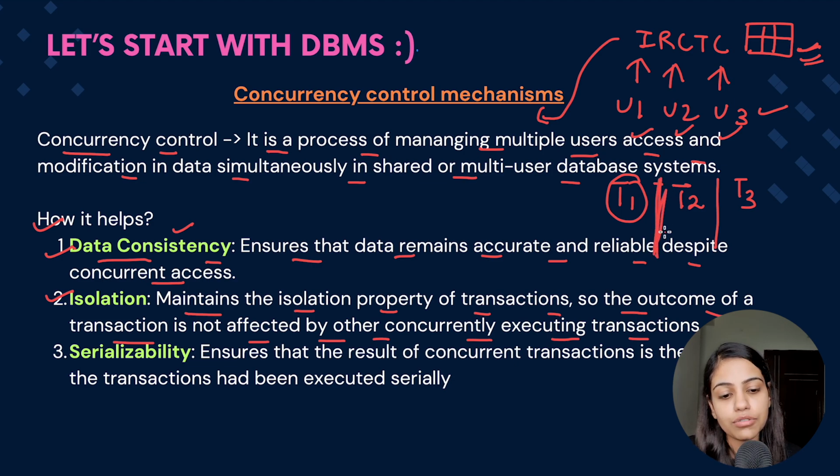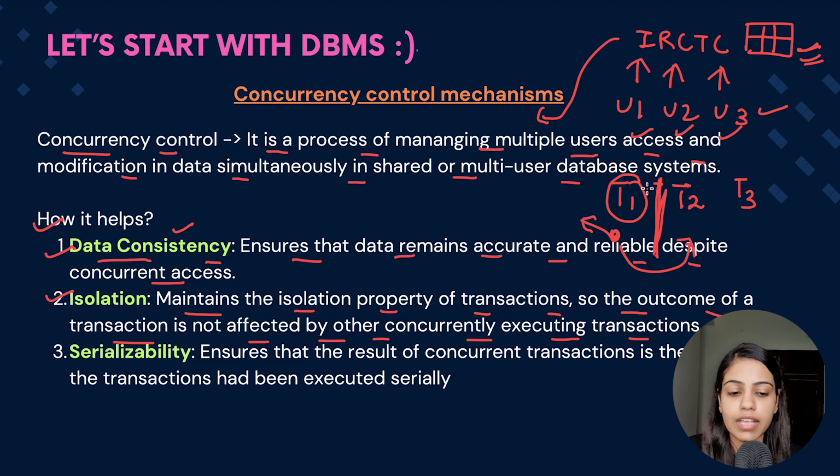So there should be isolation maintained between different transactions so that if there is any modification of data being made in one transaction, it doesn't affect the read and write operations happening in transaction T1. There should be an isolation between these three transactions so that the operation of one transaction doesn't affect the operation of another transaction unless this particular transaction is committed.